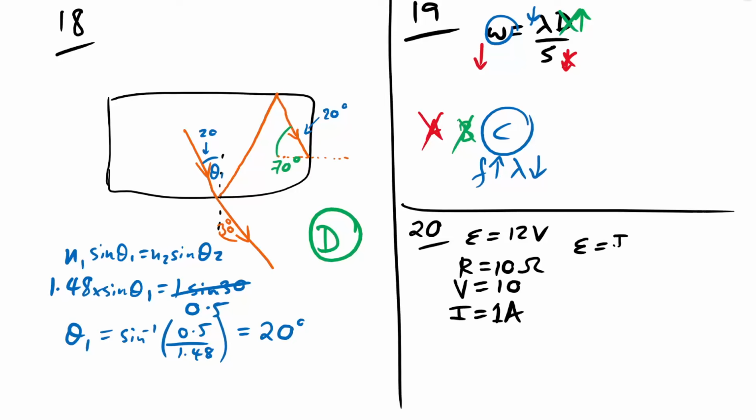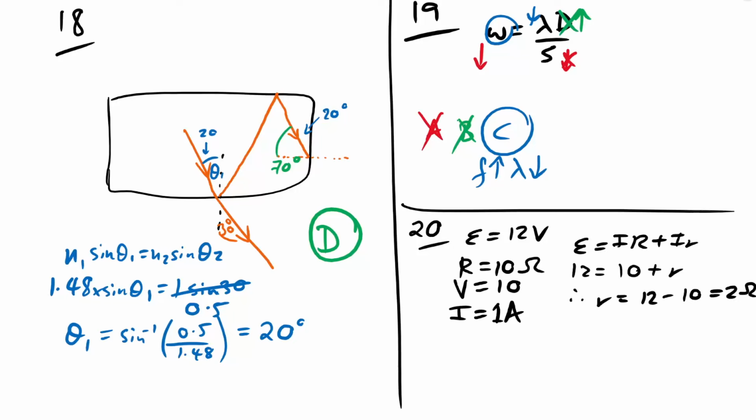So we have E equals IR plus Ir. Let's put in numbers first. So just 1 times 10, so that's just going to be 10, plus again 1 times r. So therefore r is going to be 12, take away 10, so that gives us 2 ohms.